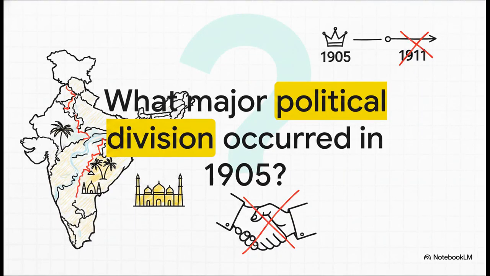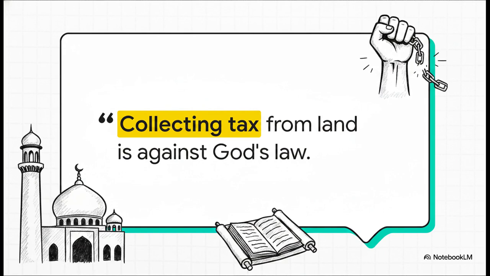Here is your next active recall pause. What major geographical and political division occurred in the year 1905? Lock in your answer. It was the highly controversial partition of Bengal. And remember, a very testable follow-up fact is that this partition was officially annulled just a few years later in 1911. What's really fascinating about this era is how religion began to merge with anti-colonial politics.